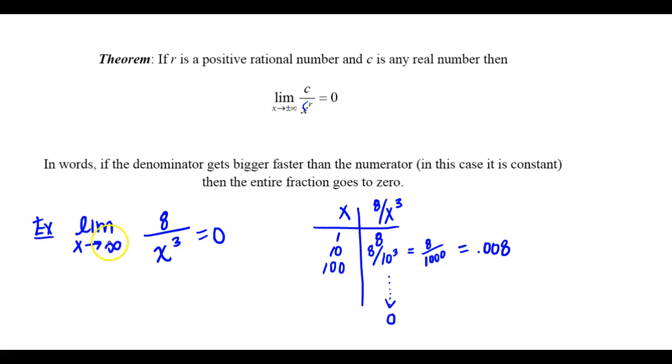And it didn't matter whether x was approaching positive infinity or negative infinity. All that's going to happen is now I'm going to get the values -8 and -0.008, and that's not really going to affect anything for me. It just means I'm getting closer to 0 from beneath the x-axis. So I'm approaching 0 from negative values, but still approaching 0.